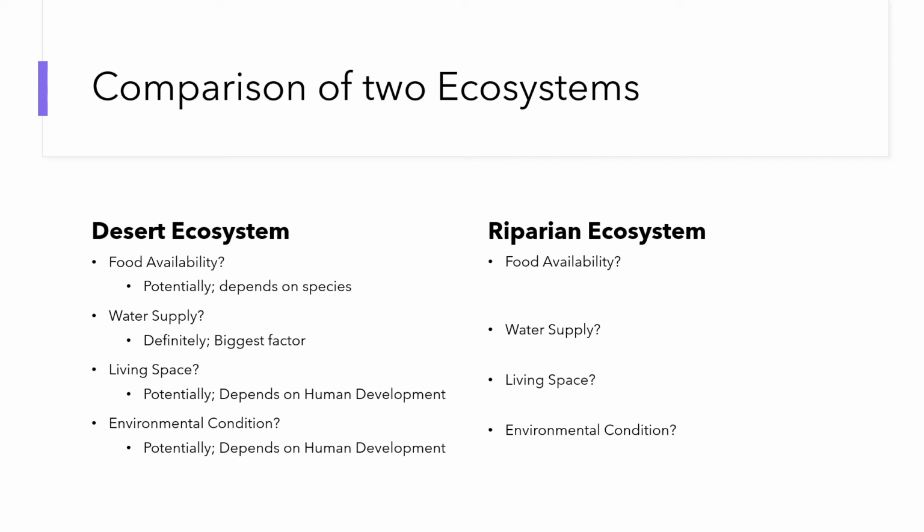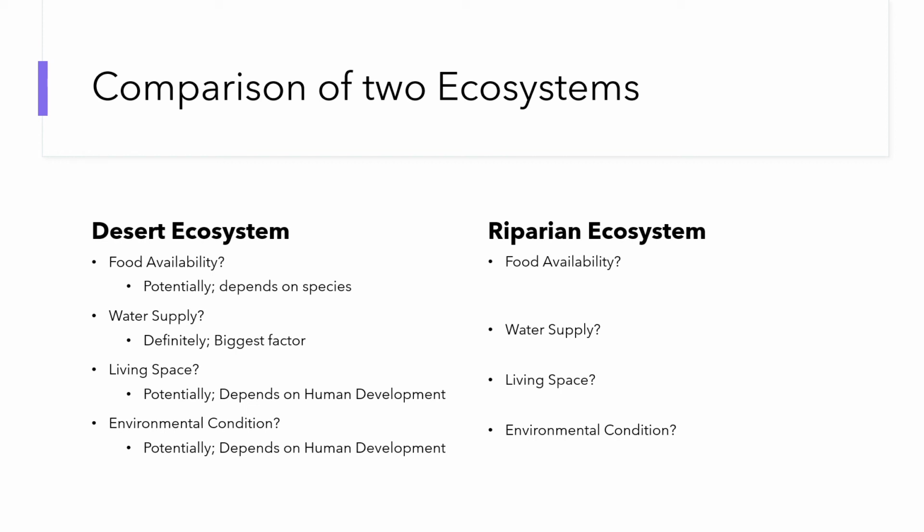That's going to be talking about the health of the ecosystem. So is it polluted? Is it disturbed? Is it destroyed? Those kind of things. It's going to be dependent on how developed it is by humans. Is it going to be a mountain biking road? Those kind of things. So that could be in a desert ecosystem.